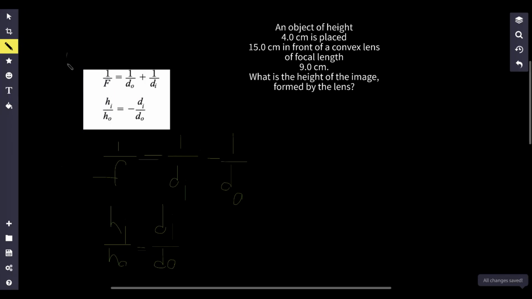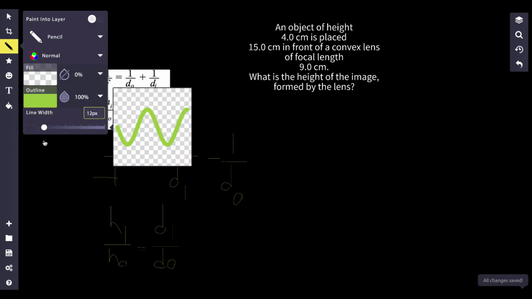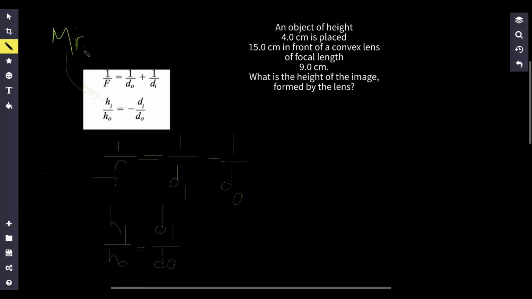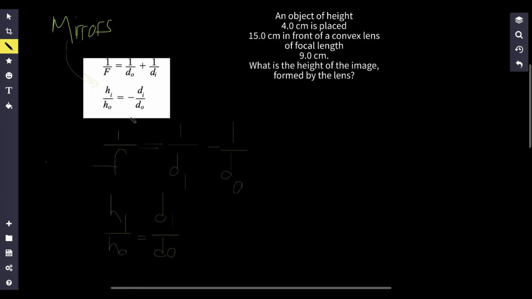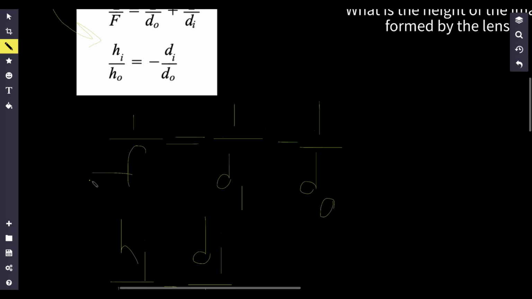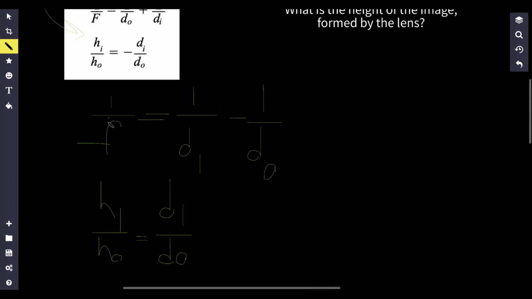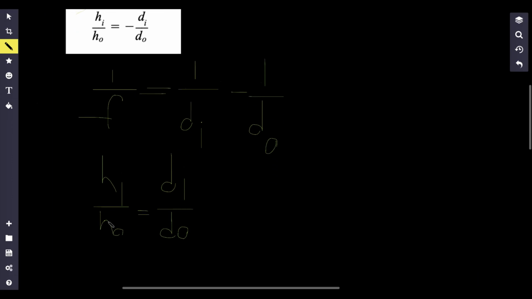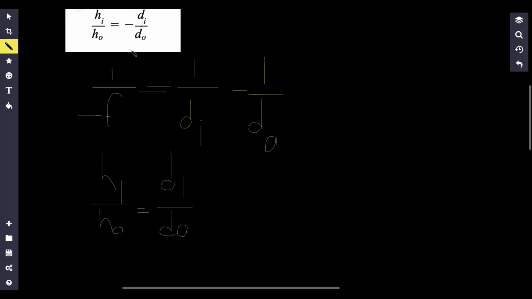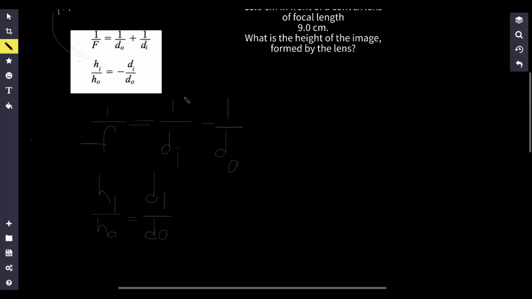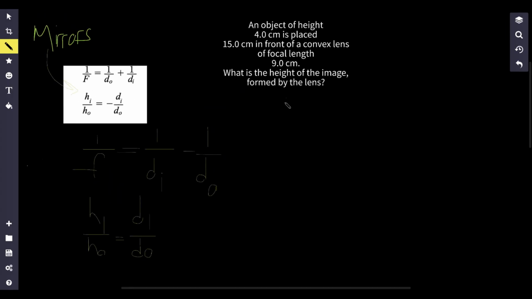So this is the formula for mirrors. However, for lenses, you're going to use a slightly different formula: 1 over the focal length is equal to 1 over the distance of the image minus 1 over the distance of the object. And for the magnification formula, it's the same, except you don't include the negative sign. Those are tiny differences that you just have to know.